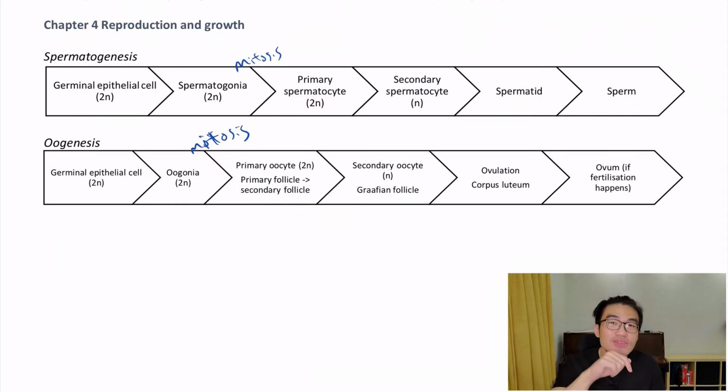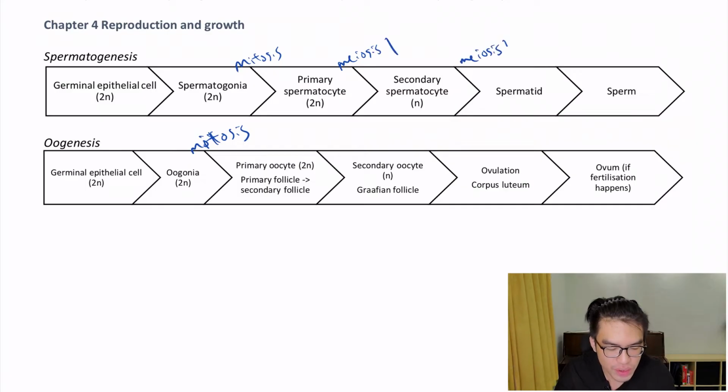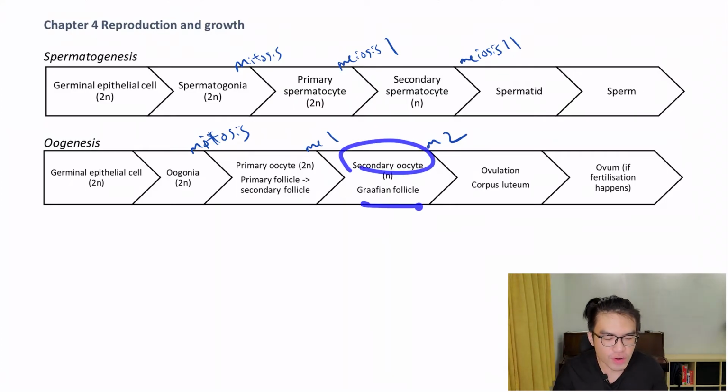Notice the skin outside is called primary follicle. It will develop into a secondary follicle. And then you can see it turns into N here. This is where meiosis 1 happens. This is where meiosis 2 happens. Same thing here, meiosis 1, meiosis 2, and then you have your secondary oocyte, your Graafian follicle.